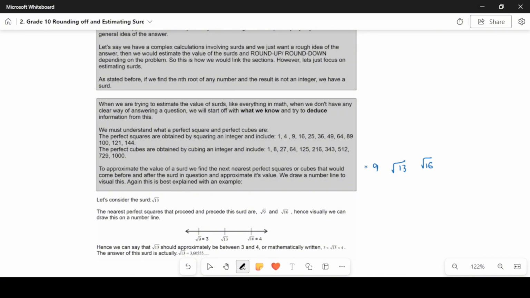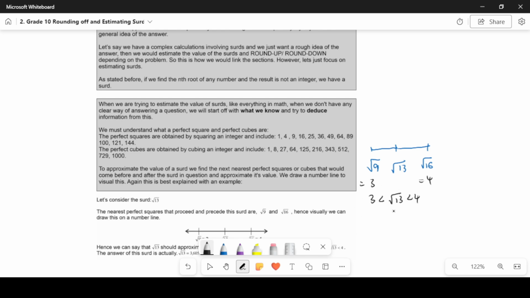So if we take the square roots of these numbers, we can say that the square root of 13 lies between the square root of 9 and the square root of 16. That's perfectly logical. If you're trying to look at an actual value, what do we know? We know that the square root of 9 is 3, and the square root of 16 is 4. This is why we start off with what we know and deduce information from it, because perfect squares can be found. We understand them. We've worked with them, because you're just taking an integer and multiplying it by itself. Therefore, we can say that the square root of 13 lies between 3 and 4.